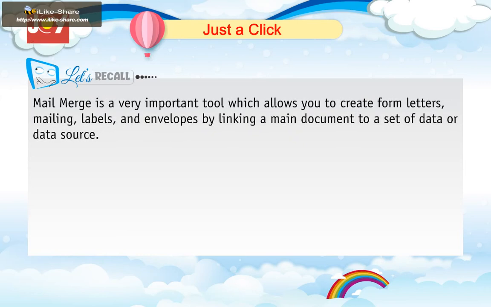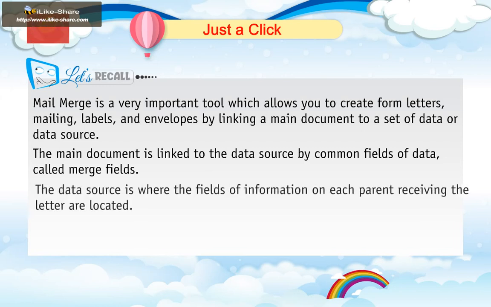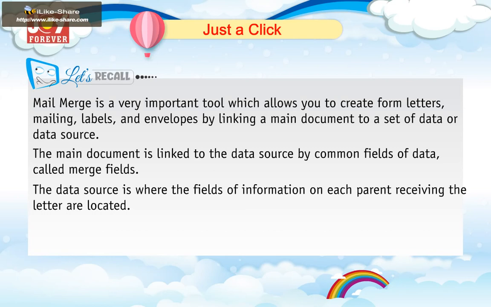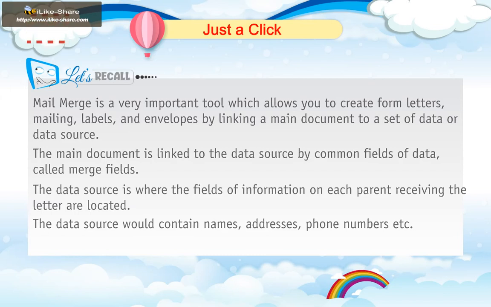Mail Merge is a very important tool which allows you to create form letters, mailing labels, and envelopes by linking a main document to a set of data, or data source. The main document is linked to the data source by common fields of data called merge fields. The data source is where the fields of information on each parent receiving the letter are located. The data source would contain names, addresses, phone numbers, etc.